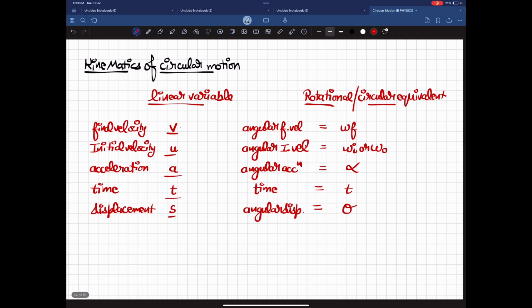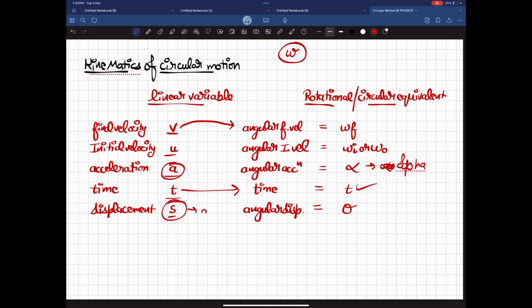Now, the representation will be a bit different in the rotational or circular motion. Final velocity will be called as angular final velocity, and the symbol will be omega. For velocity, symbol will be omega in circular or rotational motion. So in place of V, omega final; in place of U, omega initial or omega naught. Acceleration will be called as alpha. Time stays the same. And displacement is S in normal conditions. The unit is meters, but here the displacement will be angular displacement, and this is the theta.